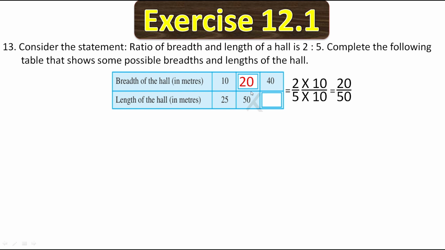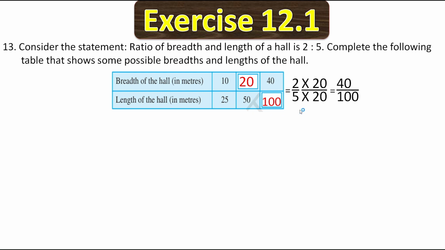Now to find this one, we have to check by what number I should multiply so that I'll get the answer 40 here for 2. 2 twenties are 40, right? So I'll multiply this fraction with 20. 2 twenties are 40 and 5 twenties are 100. Therefore 100 is the answer.